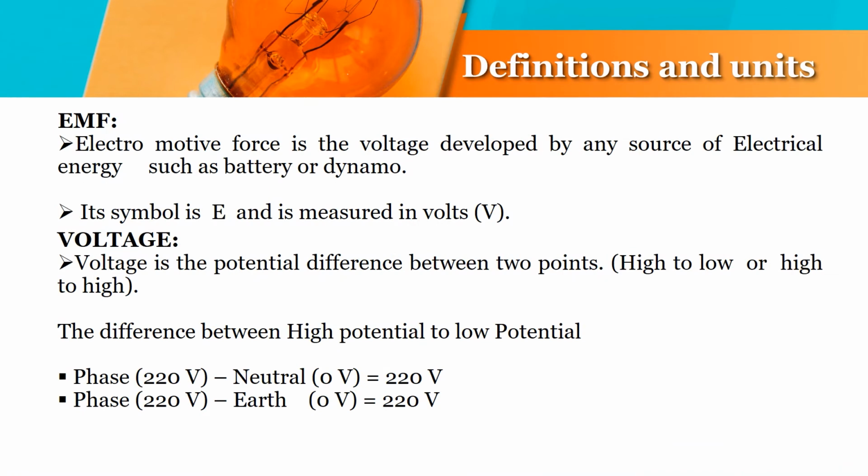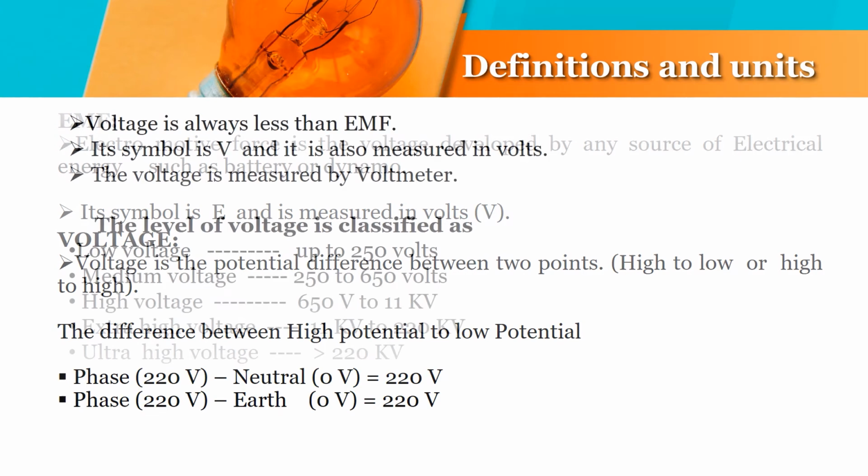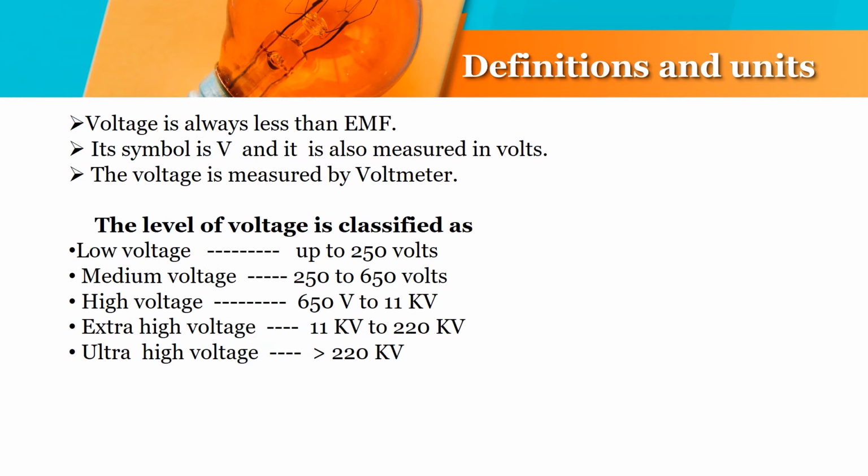EMF, electromotive force, is the voltage developed by any source of electrical energy such as a battery or dynamo. Its symbol is E and it is measured in volts. Voltage. Voltage is the potential difference between two points, high to low or high to high. The difference between high potential and low potential, phase 220 volts to neutral, is equal to 220 volts. Phase 220 volts to earth equals 220 volts. Voltage is always less than EMF. Its symbol is V and it is also measured in volts. The voltage is measured by a voltmeter.